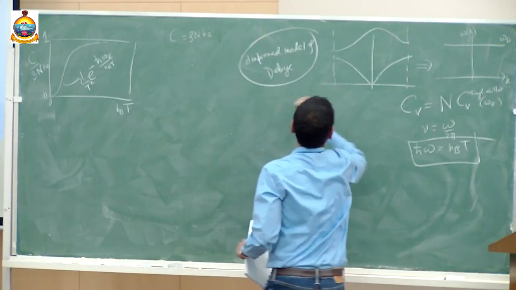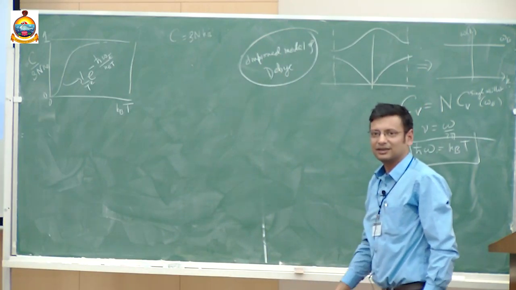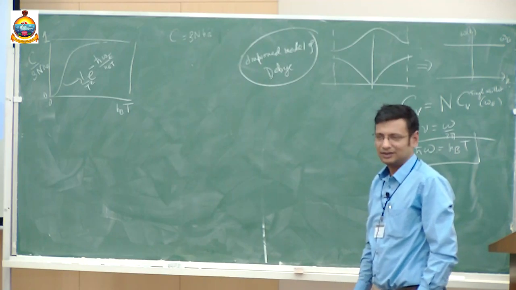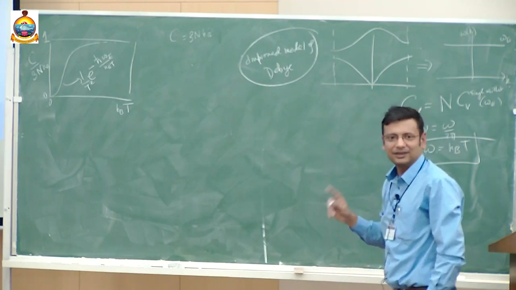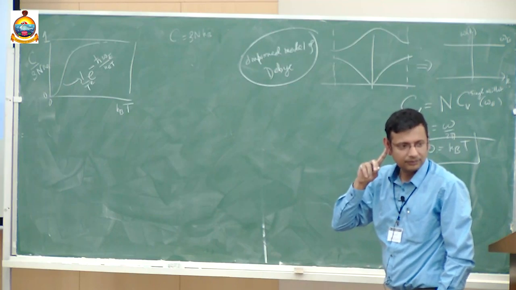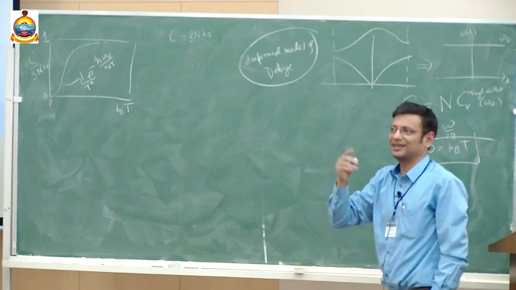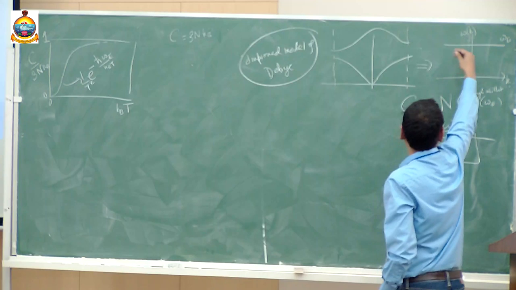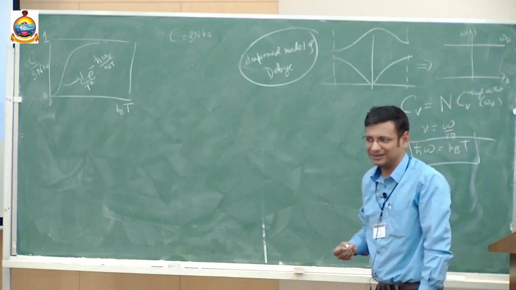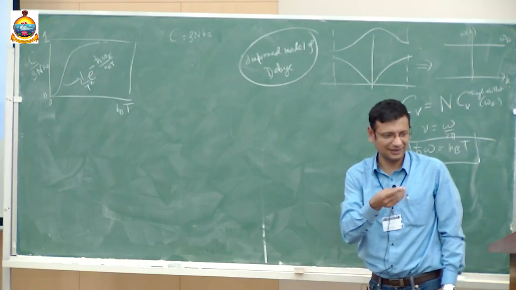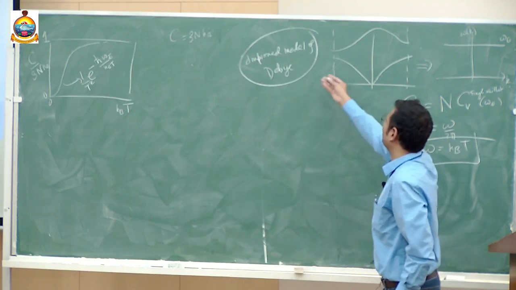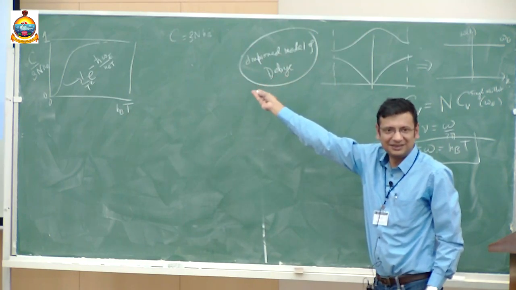See, can somebody tell me why Einstein did not get the right specific heat at low temperature? The answer is very clear from here. No, that's correct. All frequencies are the same, but there's still an even more basic reason why he didn't get it correct. You're correct. All frequencies being the same is a bad approximation. But I'm going to make an approximation even here.